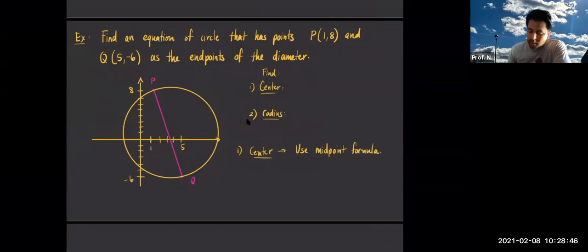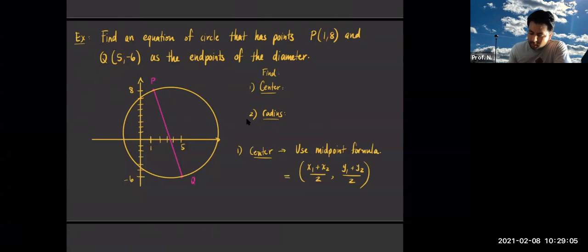And the midpoint formula is x1 plus x2 divided by 2, comma, y1 plus y2 divided by 2. So we're not just dividing by 2 for no reason. We're adding the x values.